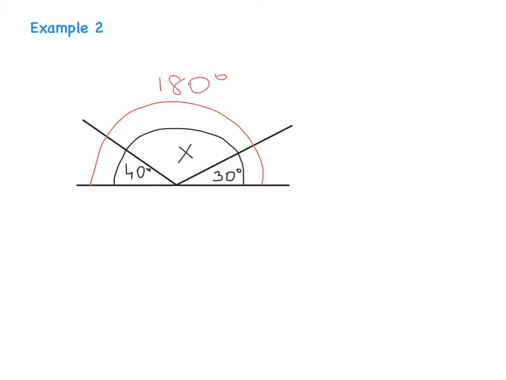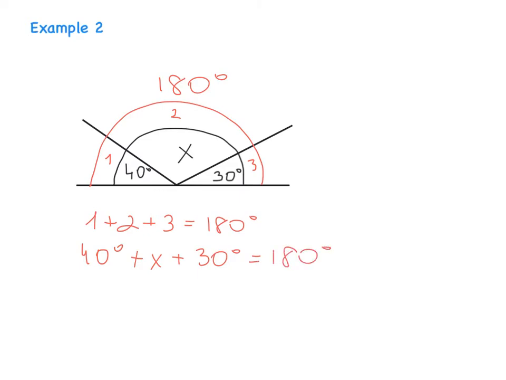And then when we add angle number 1, angle number 2, and angle number 3, we'll get 180. So let's write it down. 1 plus 2 plus 3 will get 180 degrees. And now we know 1 is 40 and 3 is 30, and we just need to find what x is. So let's add all of them up to 180, and then it's easy to find what x is.